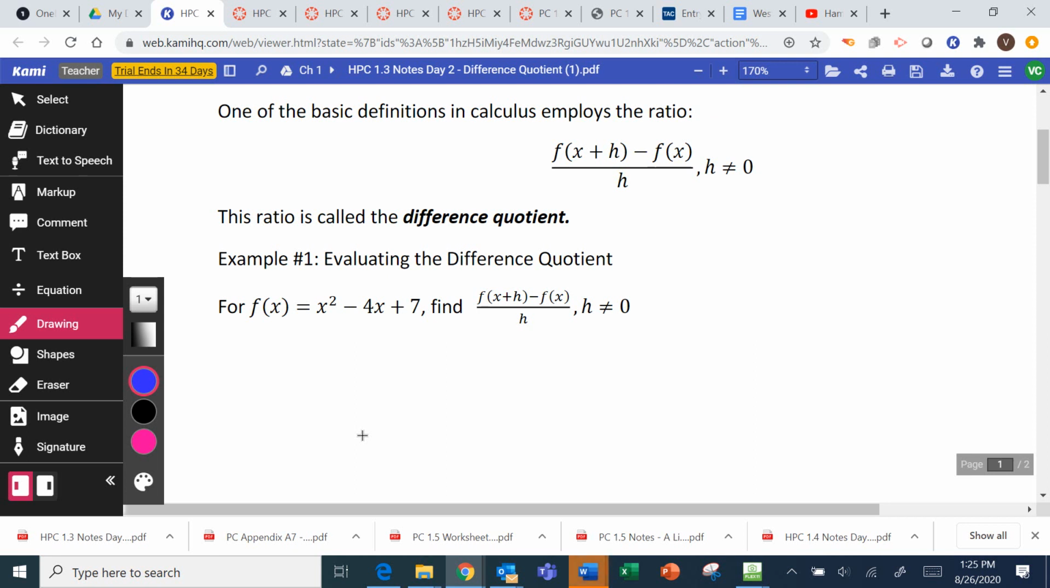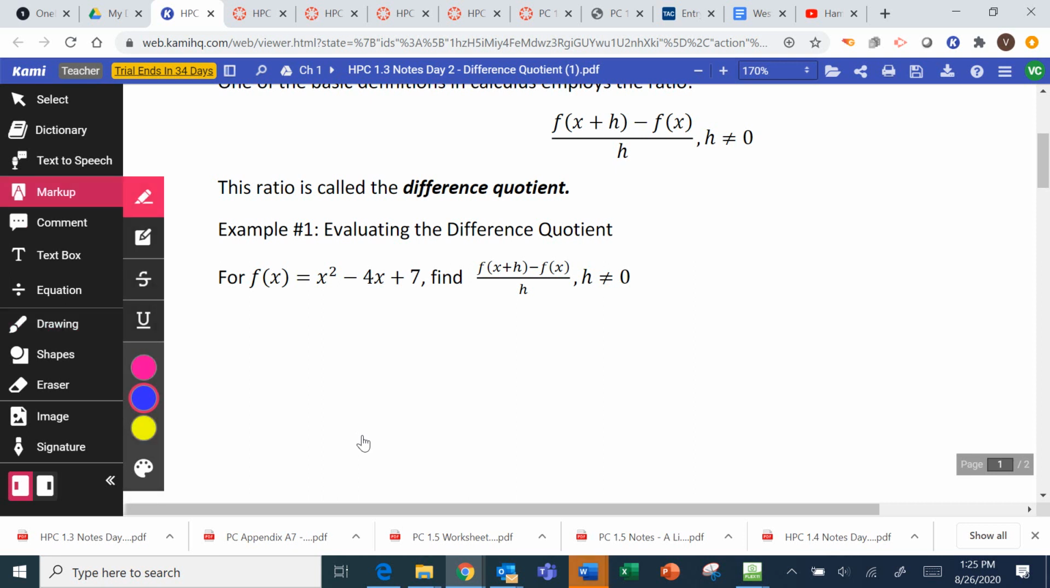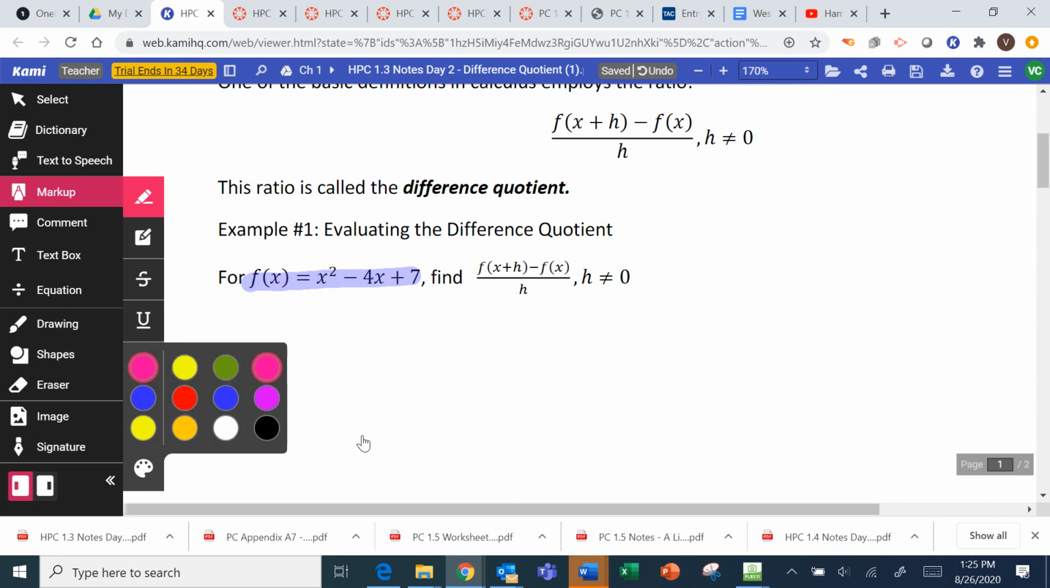That's what people were getting confused about, like, is it really that easy? And I said, yes. So you really just have to pay attention to what it's asking you to do. This is saying we have a function, f of x equals x squared minus 4x plus 7. What you're going to evaluate is you are going to find that function value when you put in x plus h instead of x. Subtract off putting in x where x is, and then divide that whole thing by h.